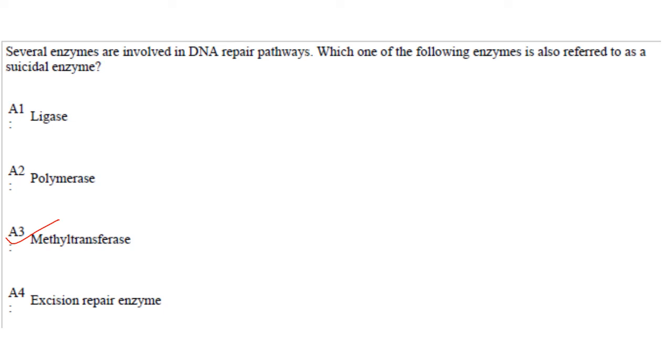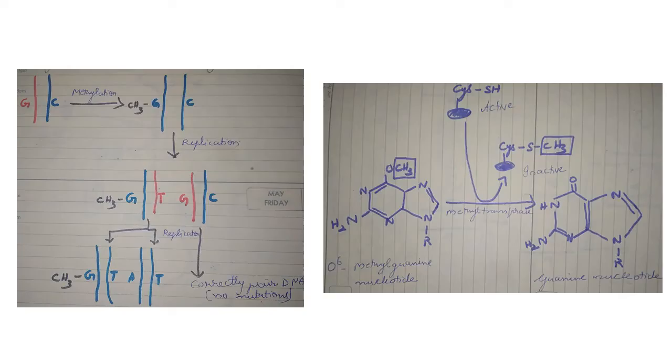The next one. Several enzymes are involved in DNA repair pathways. Which one of the following enzymes is also referred to as suicidal enzyme? So the answer here is methyltransferase. Explanation I will give in the next picture. Okay, so here if you see, it is a mechanism of direct repair. So direct repair mechanism does not replace the altered nucleotide, but instead changes them back to their original structures. That is what is happening in case of direct repair.